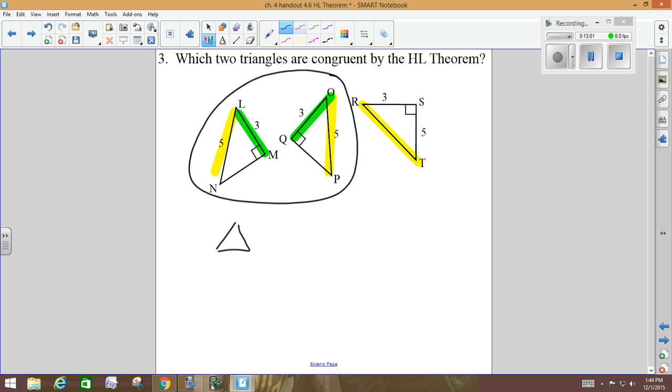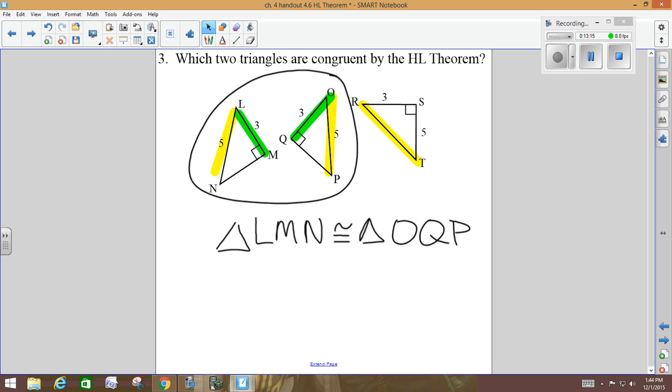Let's practice a congruency statement here. Triangle LMN would be congruent to which triangle? Good, OQP. You have to make sure those statements are in order, otherwise it doesn't make any sense, right?